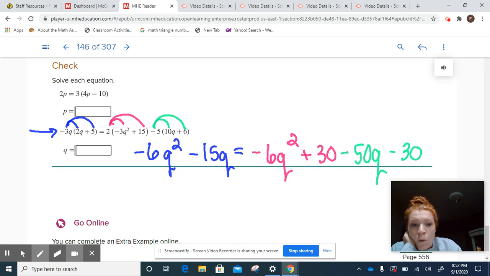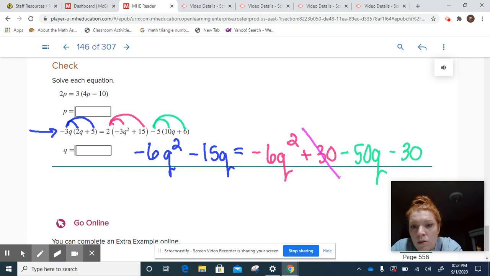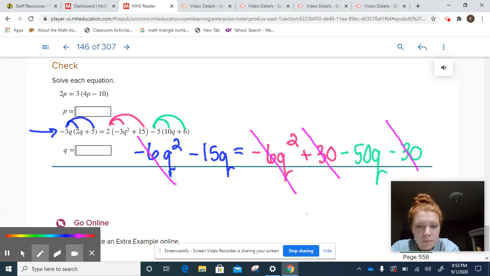So here's the thing. We have some really great stuff that's going to end up getting reduced down. So I'm seeing a 30 and a negative 30 on the same side. So I'm going to go ahead and go like this and know that they equal out to 0. So I'm already down to a more simplified problem. Also, if I was to do this 6Q and the 6Q here, if I was to add it to the same side, those ones would also cancel out. So cancel, cancel.